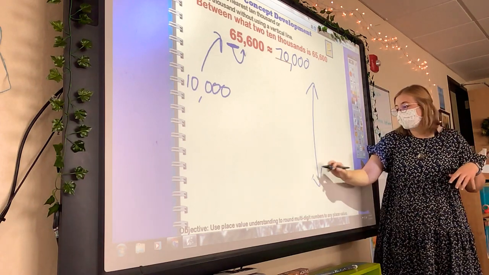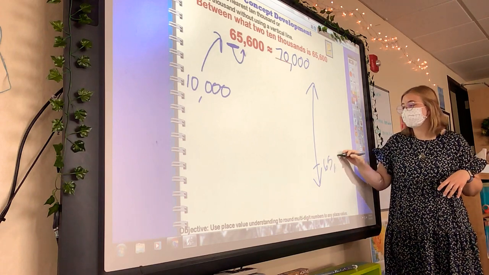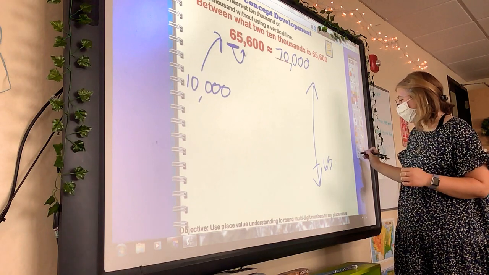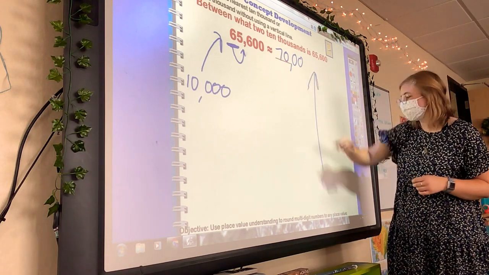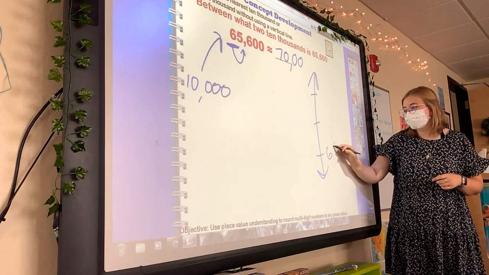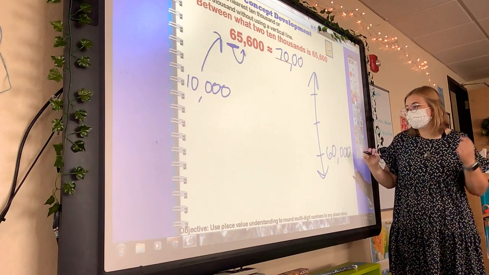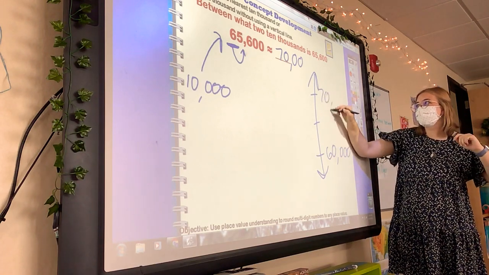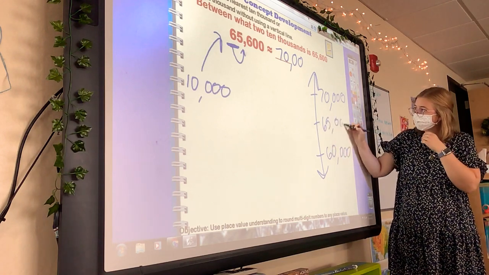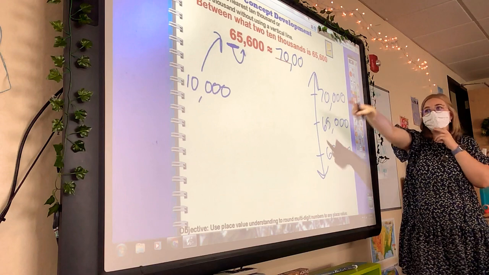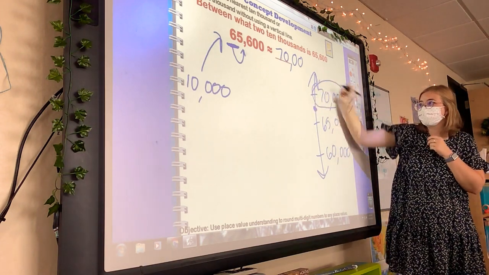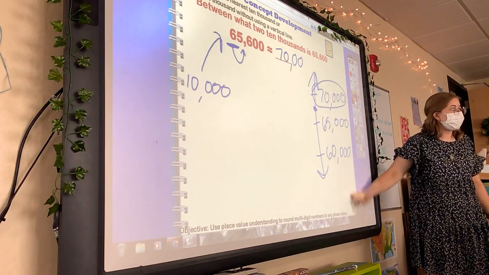The 1,000 below would be 65,000. We're doing 10,000, sorry, not thousands. So the 10,000 below would be 60,000, the 10,000 above would be 70,000, and my midpoint would be 65,000. My number, 65,600, falls about right here. So it rounds up to 70,000. We know all of that already.